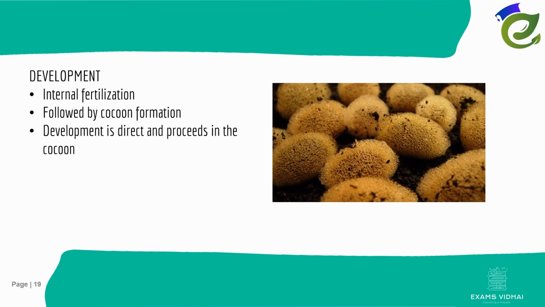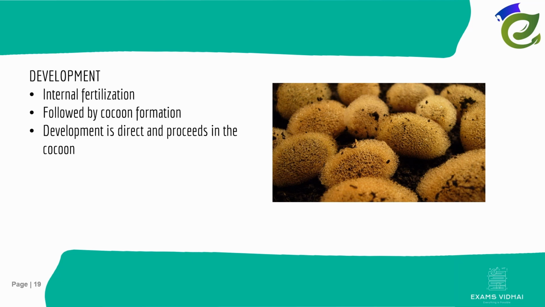Then we have development. Basically, internal fertilization takes place in leeches. This is followed by cocoon formation, and the cocoon, also known as the egg case, is formed around the 9th, 10th, and 11th segments. The development is direct and proceeds inside the cocoon. Each cocoon contains 1 to 24 embryos. The young leech, once it comes out, resembles the adult. So this completes the structural organization in leech.